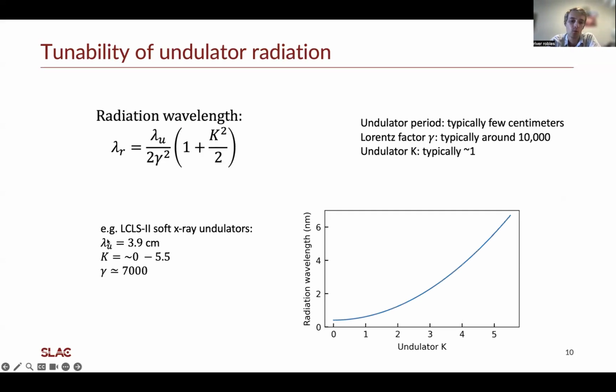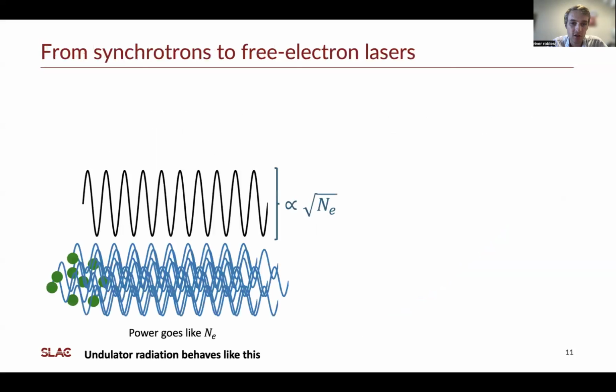So as an example, I'll take the LCLS-II soft X-ray undulators, which have a period of 3.9 centimeters, a Lorentz factor for the electron beam, which these days operates around 7,000, and a K, which can be varied from 0 to 5.5. And you'll find from this plot that by varying K over its whole range, we access roughly an order of magnitude in radiation wavelengths from about 0.5 nanometer to a few nanometers. So that sort of sums up what I want you to understand about synchrotrons and undulator radiation.